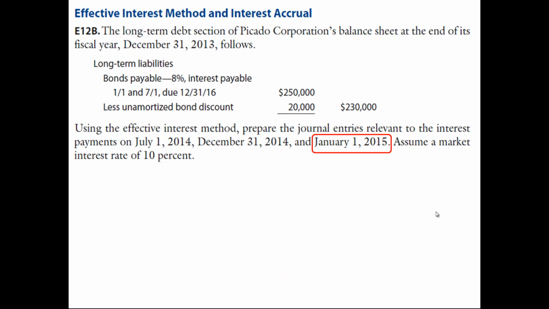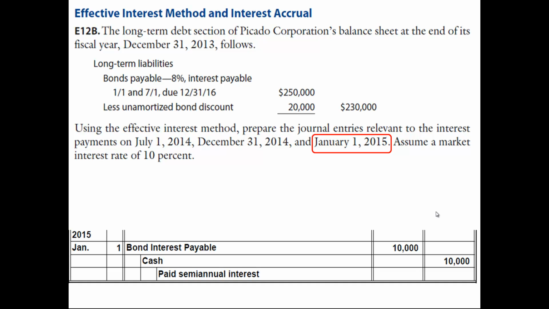Then in step 3 on January 1st, we're going to pay that. So we're going to debit the bond interest payable and credit cash to actually make the payment in the next accounting period.